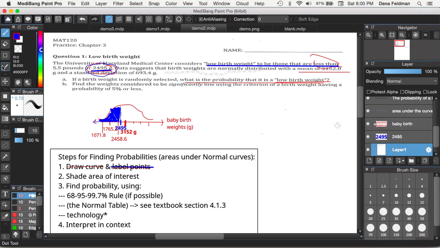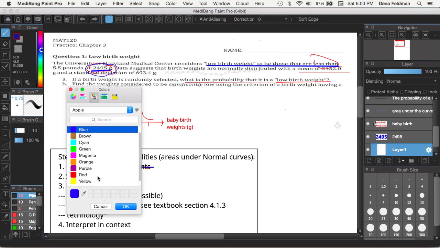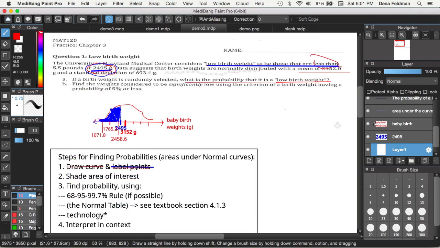So I've now had a chance to do step 1, draw the curve, shade the area, label the points, and now also shading that area that I'm interested in. Great. Now the next step is clearly to answer the question. Finding that probability is the same thing as finding the area under the curve in that shaded space.